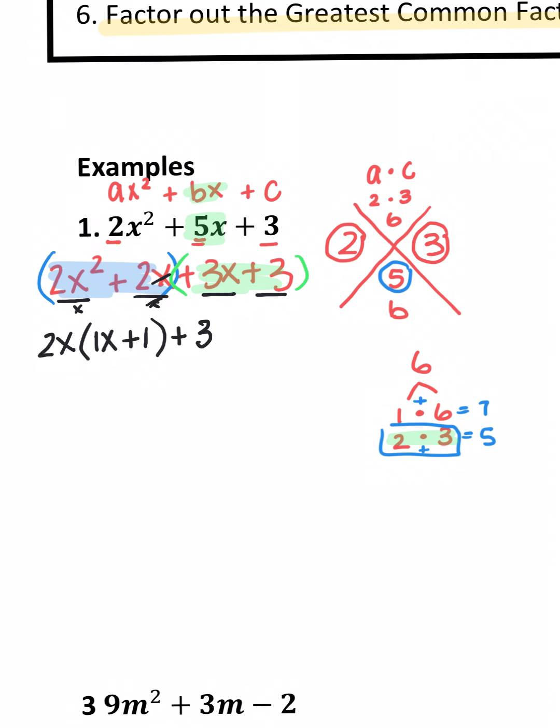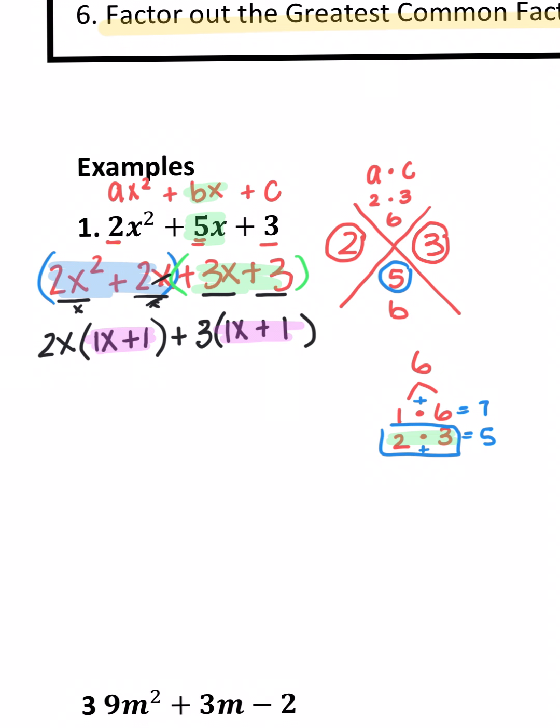Plus, in my second grouping here, I have 3x plus 3. So the greatest common factor between 3x and 3 would be 3. When I factor that out, I would get 3 divided by 3 makes a 1x, and 3 divided by 3 makes 1. Remember, this is a good thing that we got the same expression in our parentheses. That's a good sign that we did it right.